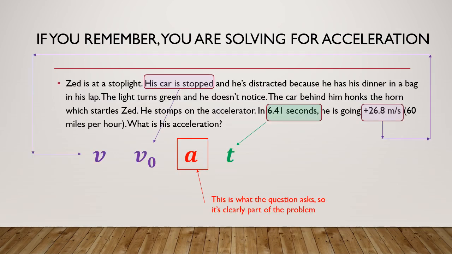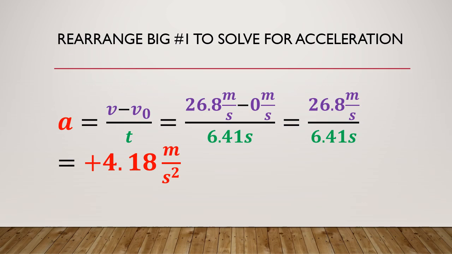Now again, this is our data. So what we're going to do is plug those numbers in, and we will get 26.8 meters per second minus 0 meters per second all over 6.41 seconds. And you will get 26.8 divided by 6.41, and you will get positive 4.18 meters per second squared.